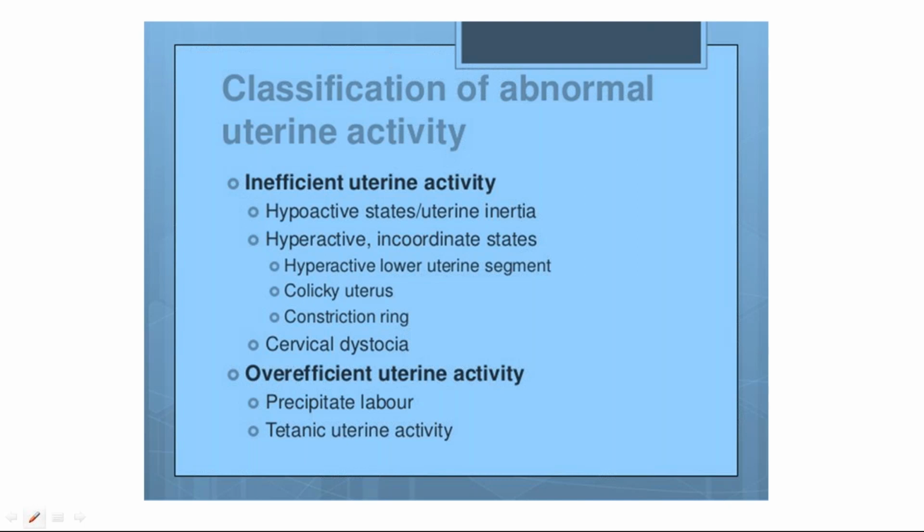Okay, inefficient in the sense they are contracting, but they are not able to bring about a normal labor, right? Then over efficient uterine activity is where precipitate labor and tetanic uterine activity. So this is one of the classifications for abnormal uterine activity. Inefficient, that is hypoactive or hyperactive: hyperactive lower segment, colicky uterus, constriction ring, cervical dystocias. Whereas over efficient uterine activity is precipitate labors and tetanic uterine contractility.